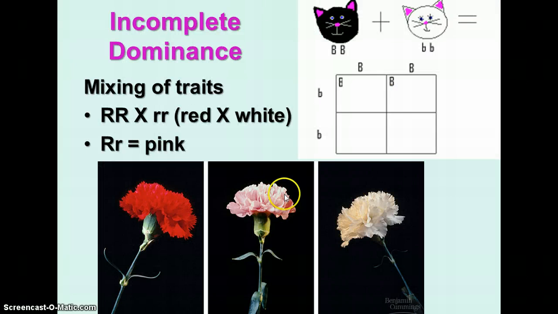Here's another example. In carnations, you've got red and white carnations producing pink. And here we have some kitty cats, a black cat and a white cat producing gray offspring. So in an incomplete dominant situation, you have a mixing of the traits or a blending of the traits together.